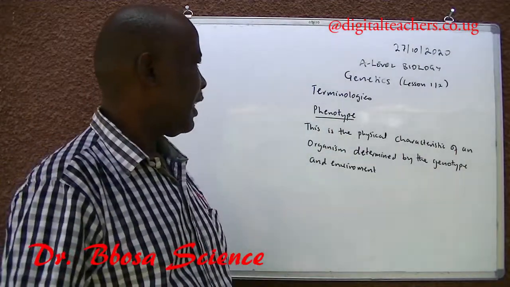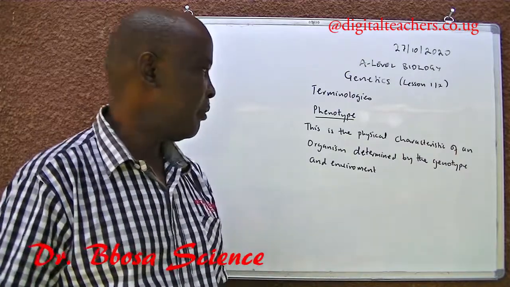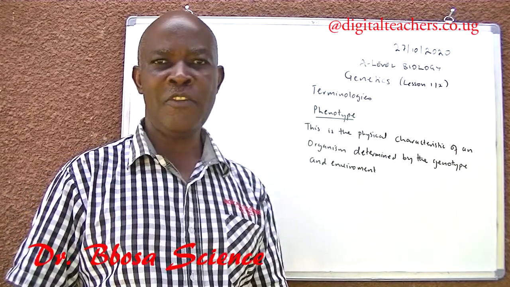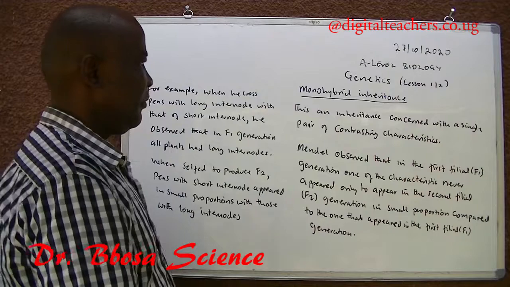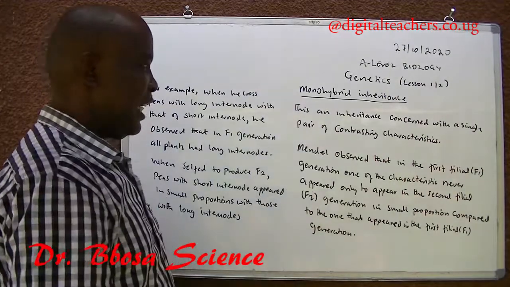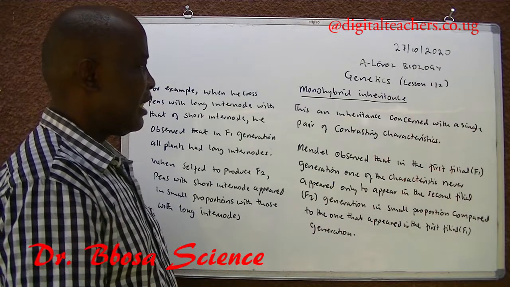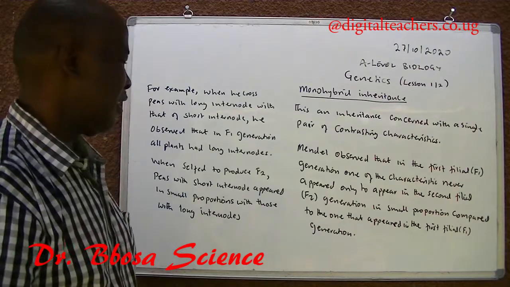Phenotype. This is the physical characteristic of an organism determined by the genotype and the environment. Monohybrid inheritance. This is an inheritance concerned with a single pair of contrasting characteristics.